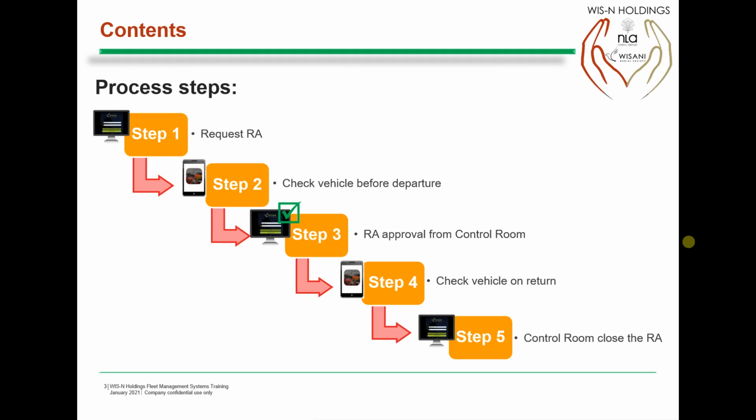And the last step that is now remaining is for control room to close the route authorization. Control room will go into the system to see if you have checked the vehicle on its return. And once they see, yes, you have done it, they will go back into the system and close the route authorization. So these are all 5 steps that you need to familiarize yourself with.